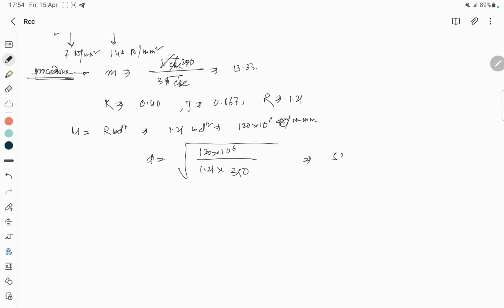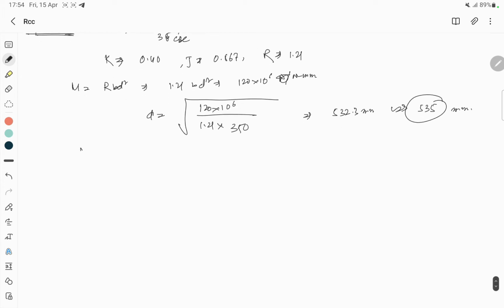So the value of D is 532.3 mm. Assume that it is 535 mm. Total depth equals 535 plus 25 plus 10. Why? 25 is the nominal cover, 10 is the D by 2, where D equals 20 mm bar. So that is almost 570 mm.